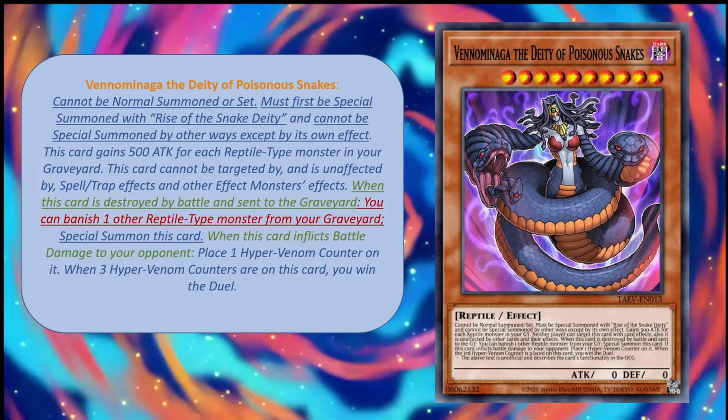And then there is a second effect that says when this card inflicts battle damage to your opponent, open link, place one Hypervenom counter on it. When 3 Hypervenom counters are on this card, you win the duel. So again, your opponent can chain to this, and they most probably will chain to this because this is just horrible if you get to win the duel with 3 counters on it. But this is a card that is very, very complex.